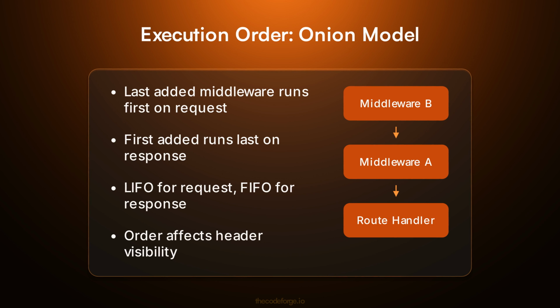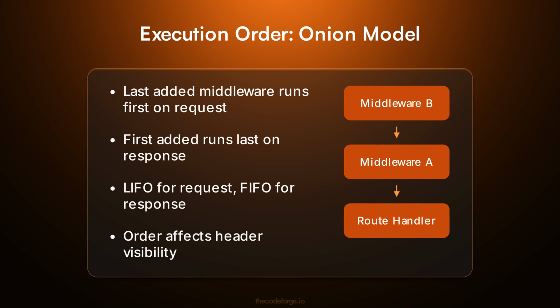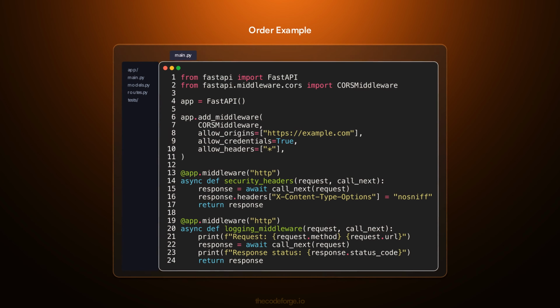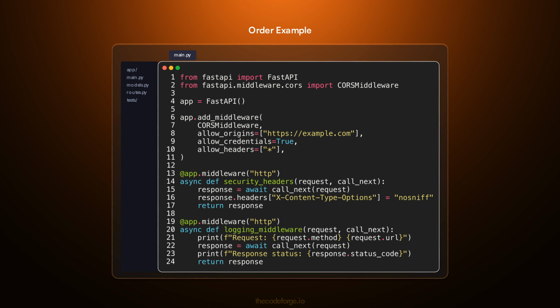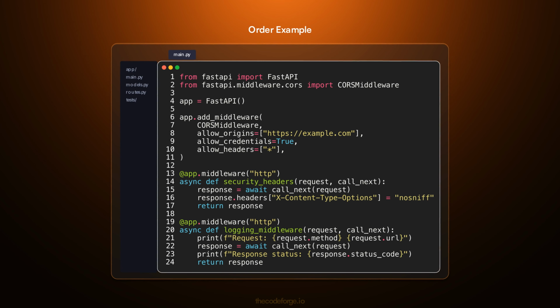FastAPI middleware follows the onion model. The last middleware you add is the outermost layer. It processes requests first and responses last. This order matters for header injection and short-circuiting. Here, CORS middleware is added first, then security headers, then logging middleware. Request order: logging, security, CORS, root. Response order: root, CORS, security, logging.